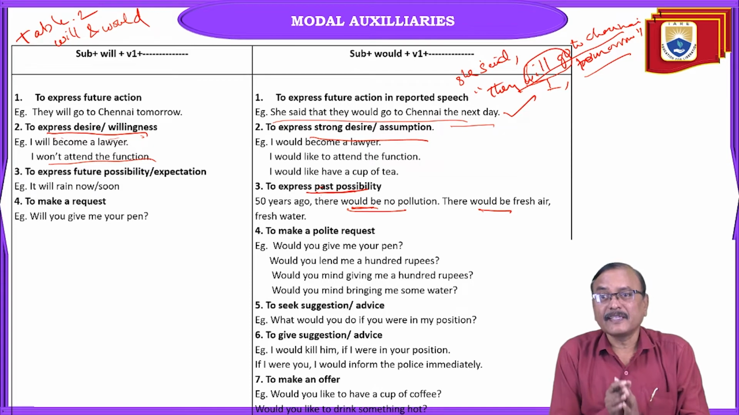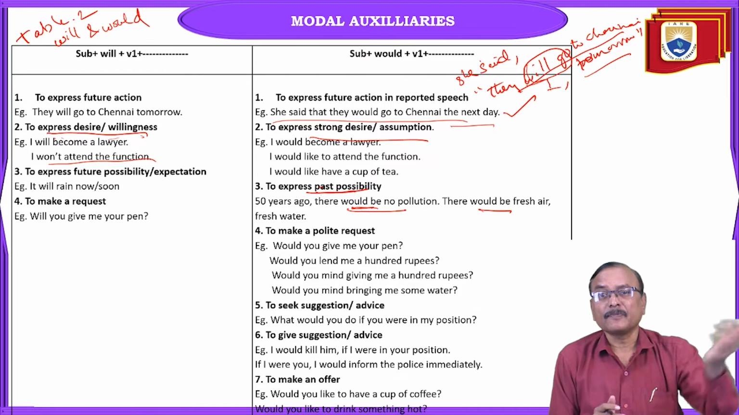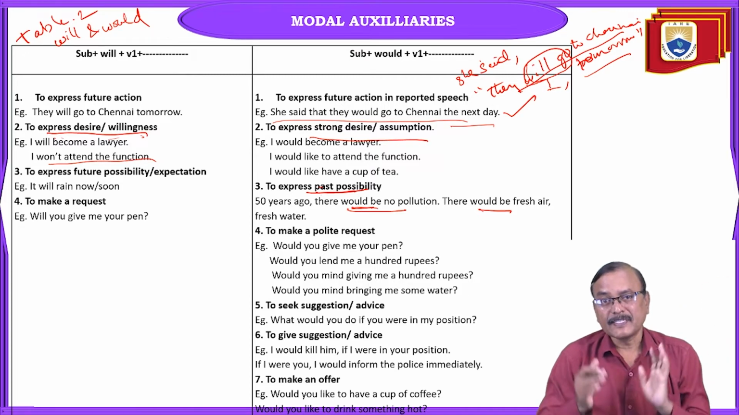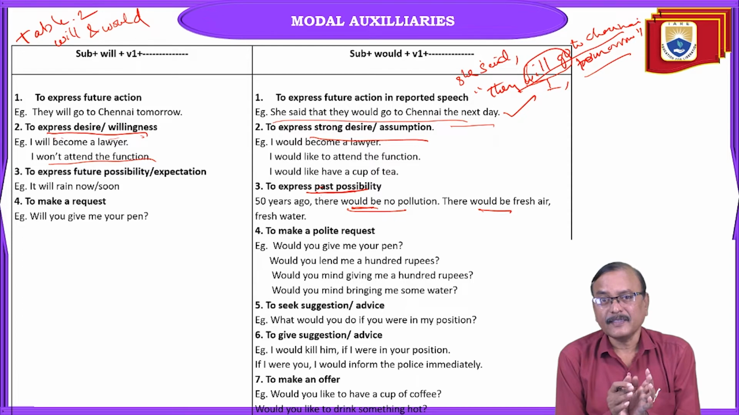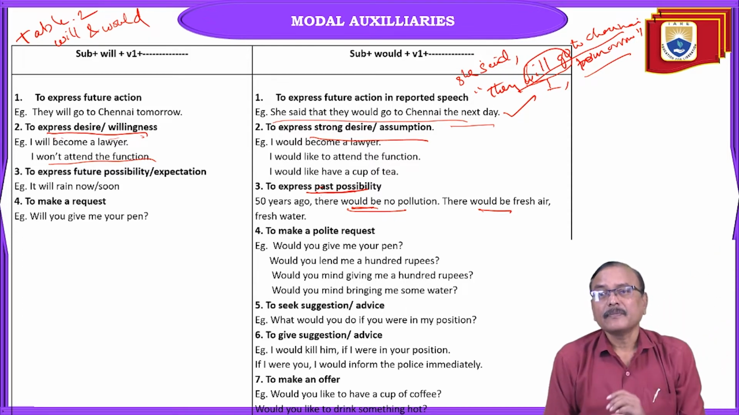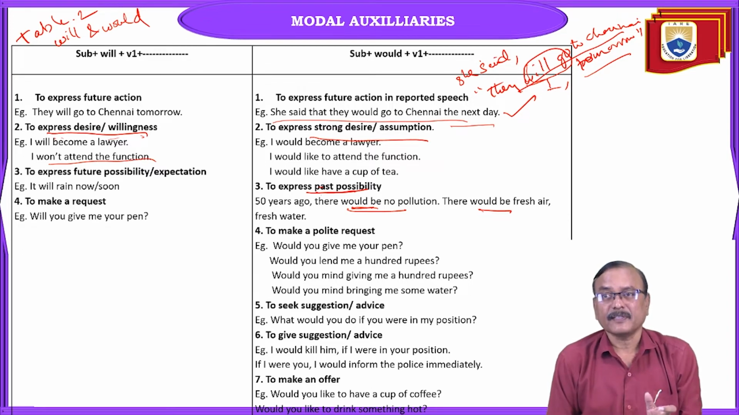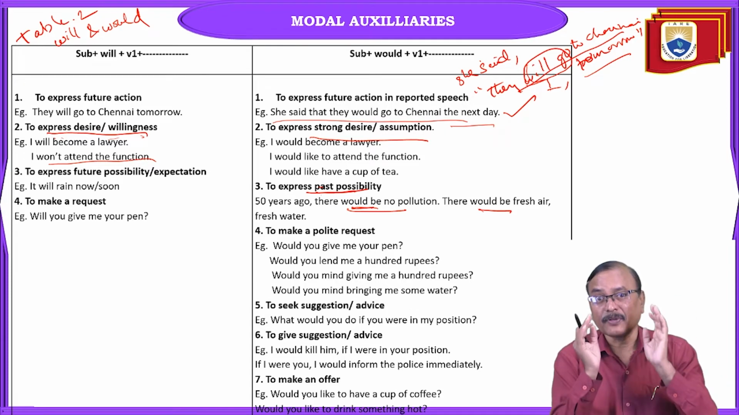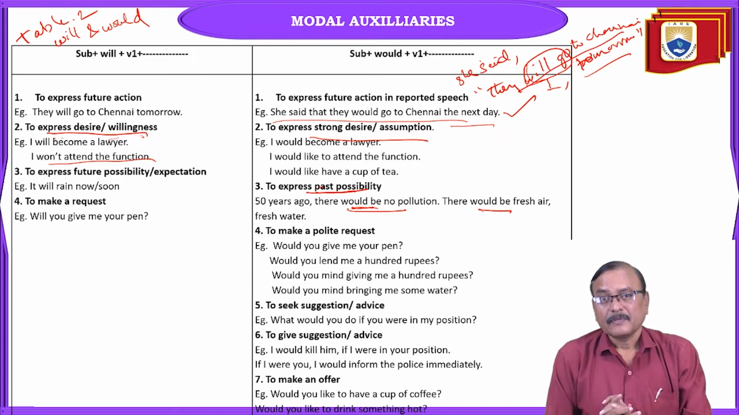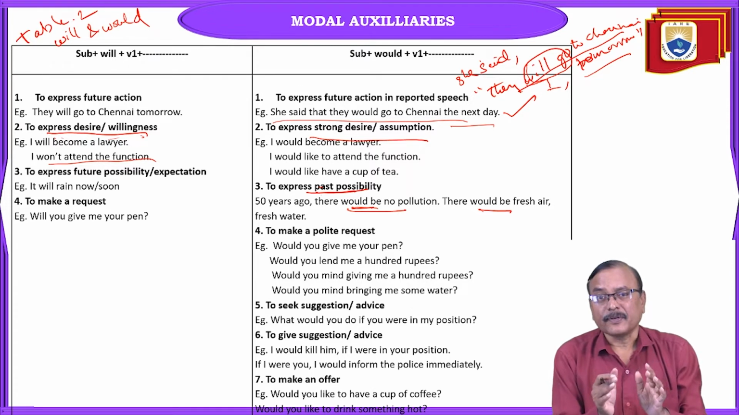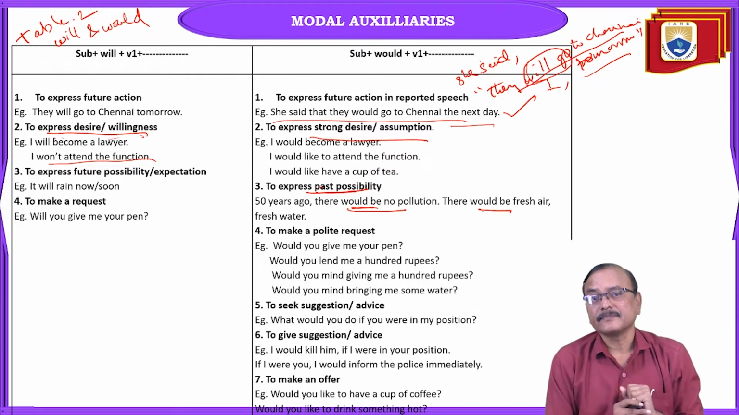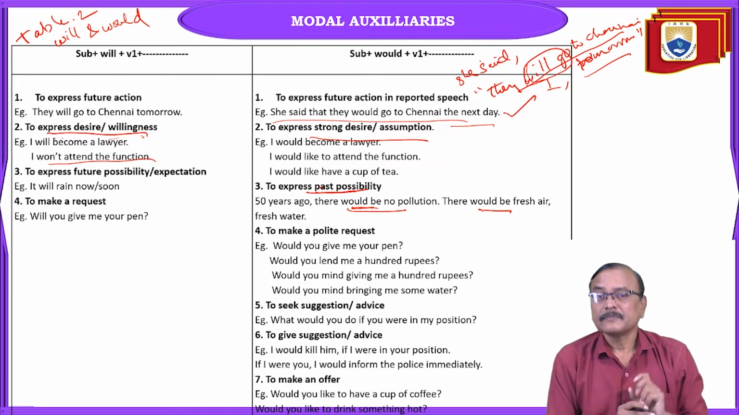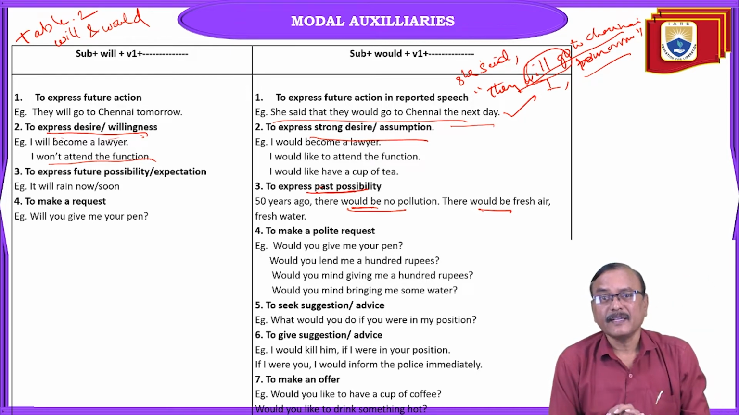That is future possibility. I am not sure here: there was no pollution. If I am sure, if it is 100% certain, I can say there was no pollution. There was fresh air. There was fresh water. If I am 100% sure. But I am not 100% sure. I am saying possibility was there here.